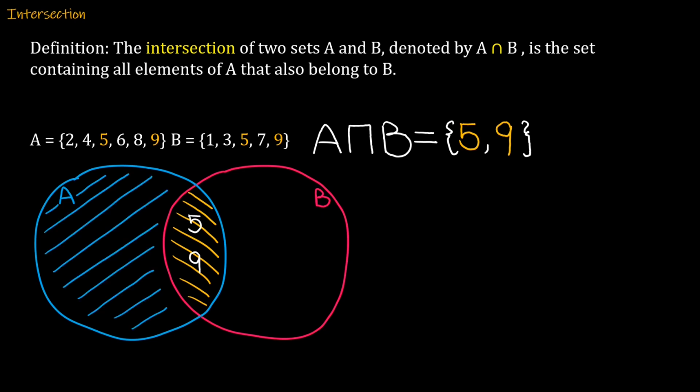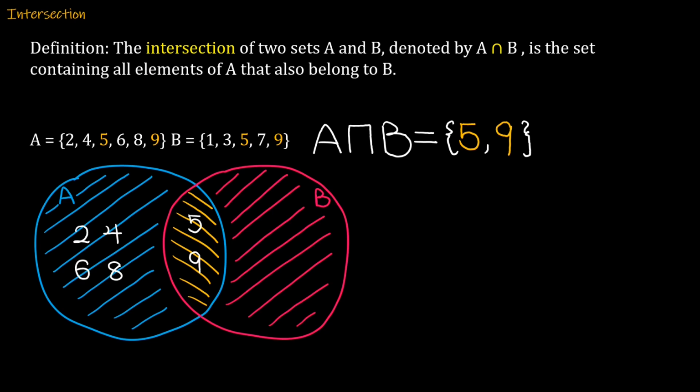This part of the diagram represents elements that only belong to A, which are 2, 4, 6 and 8. And similarly, this part of the diagram represents elements that only belong to B, which are 1, 3 and 7.